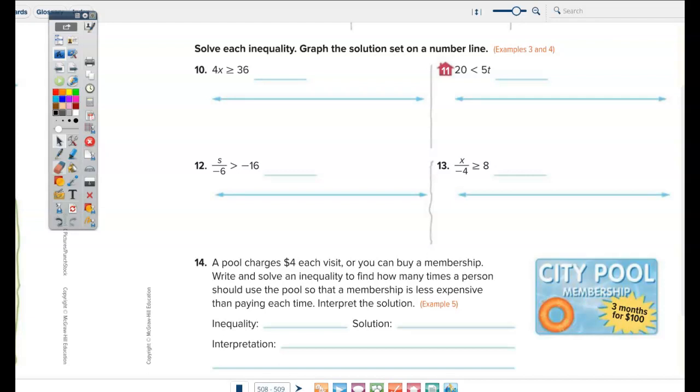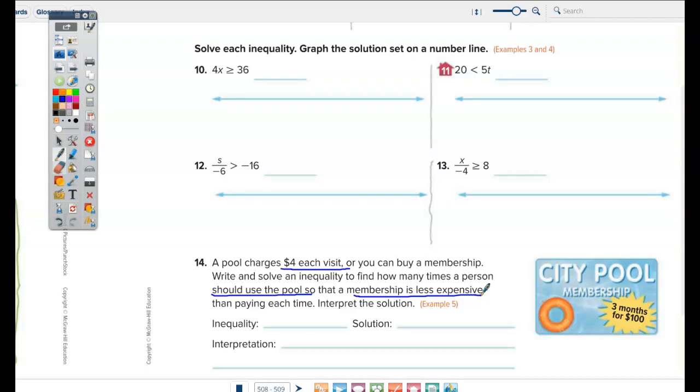All right, so we're continuing to practice solving inequalities with multiplication and division and graphing them. So I'm going to do number 14 with you, and then you're going to have to finish 10 through 13 on your own. On number 14, it says a pool charges $4 for each visit, or you could buy a membership. We're going to write an inequality to find out how many times a person should use the pool so that the membership is less expensive than paying each time. And then we need to interpret that solution.